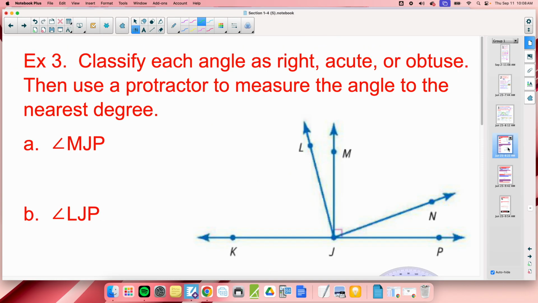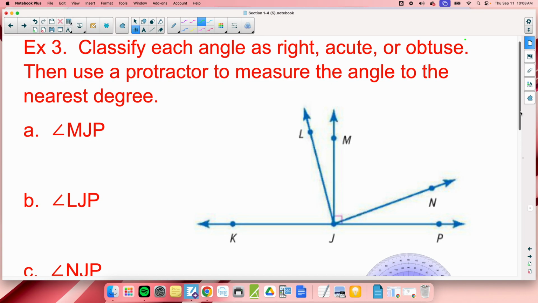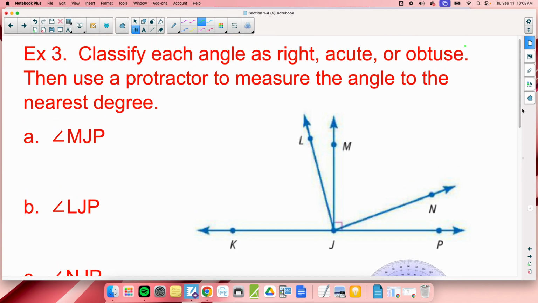So now let's look here, okay? What these are asking us to do is measure the angle to the nearest degree, and whenever that happens, I give you guys a 5-degree window on both sides. So if the angle was 60, and you said anything from 55 to 65, I would count that correct. The first one asks us for angle MJP.